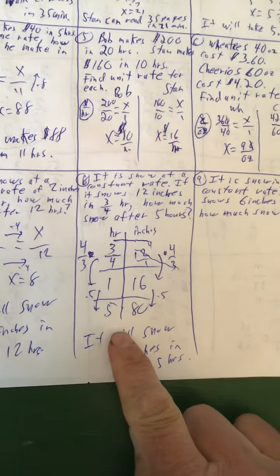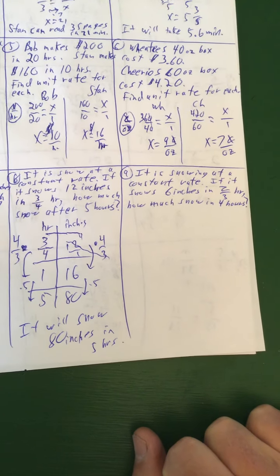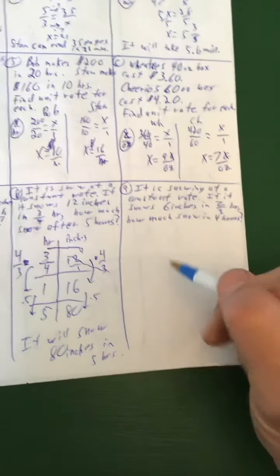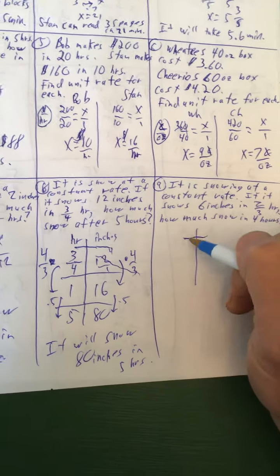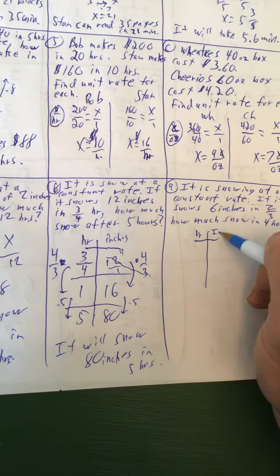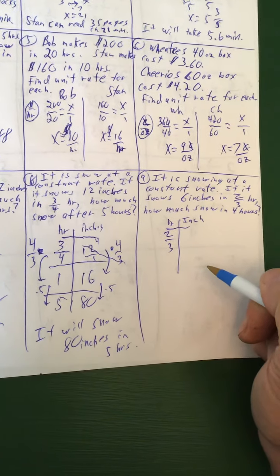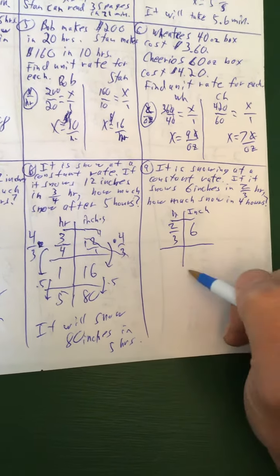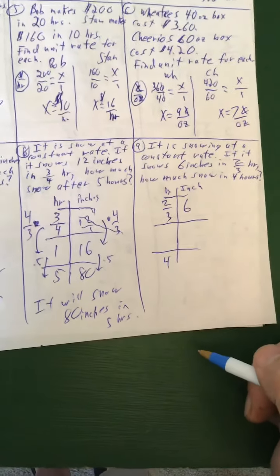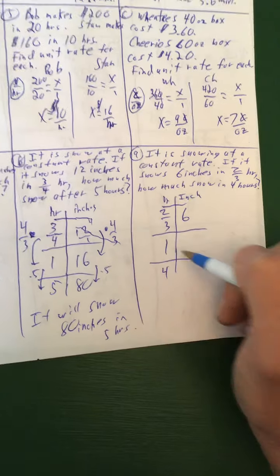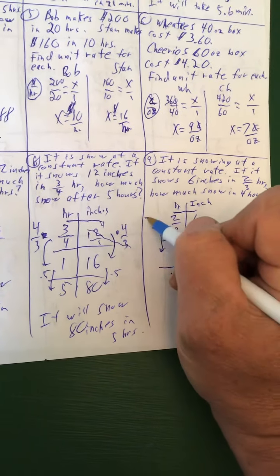So with that example, if you didn't do it, try number 9 like this, okay? So try number 9. Go. I'm not going to wait for you. You can hit pause. So again, hours and inches. It's 2/3 of an hour is 6 inches. The question I'm asking you, how much is it going to snow in 4 hours? Well, I'm going to figure out how much is it going to snow in 1 hour.